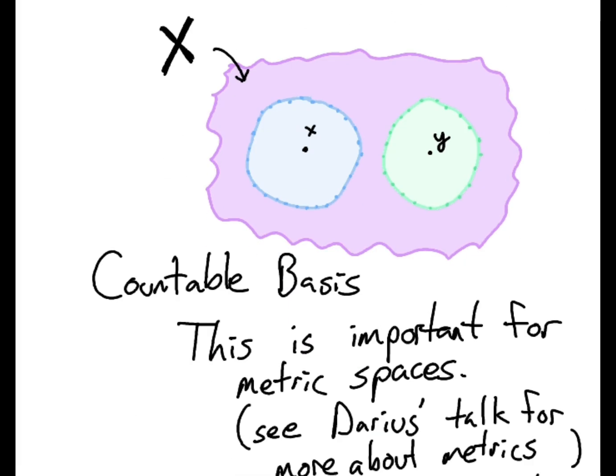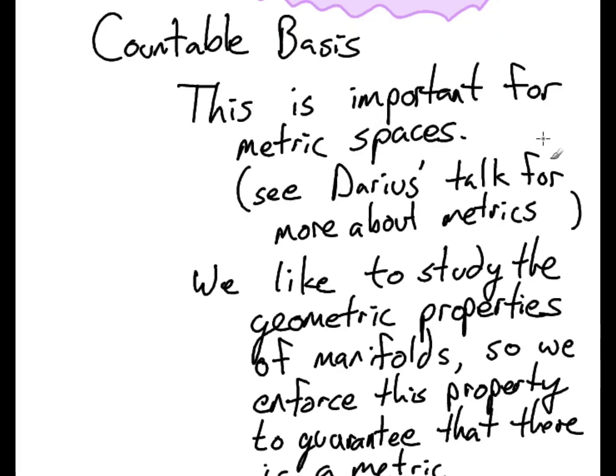So the other property that we need, a countable basis. The reason we want a countable basis is it's important to work with metric spaces. If we have a countable basis, then we can induce a topology with a metric on our topological space. There is another grad student, Darius, who will be talking more about metrics, and metric spaces are probably going to come up in that. But the reason we need a countable basis is so that we can have a metric space.